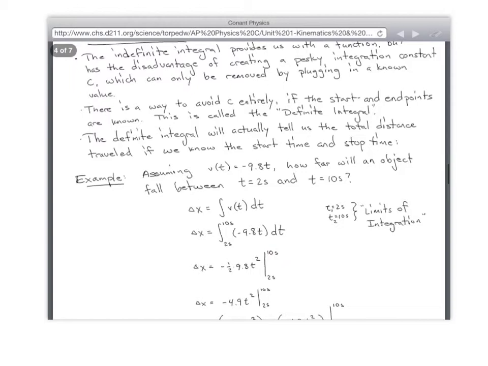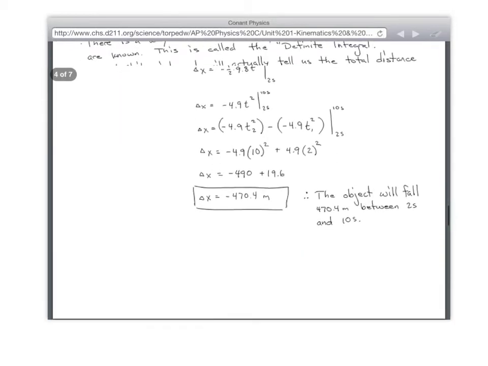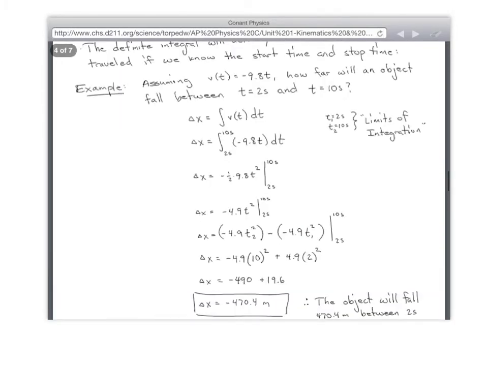All right. Next step. Delta x, which is the displacement, is negative 4.9 t2 squared minus negative 4.9 t1 squared. What's t1 and t2? T1 is 2 seconds, and t2 is 10 seconds, right. So now all we have to do is plug in the 2 and the 10. We do all that, and we end up with an actual number. Got it?